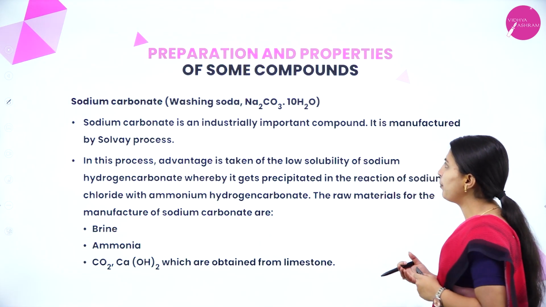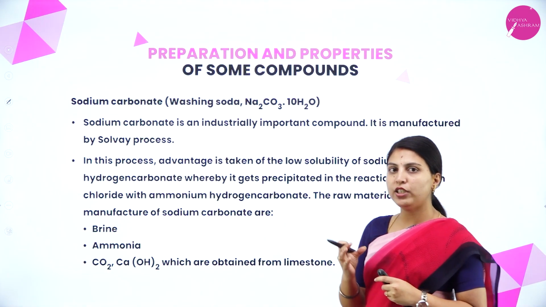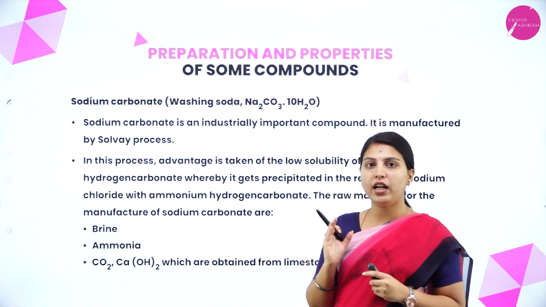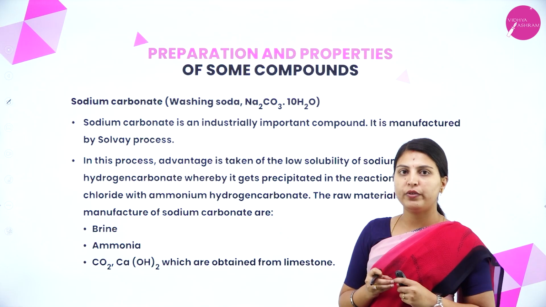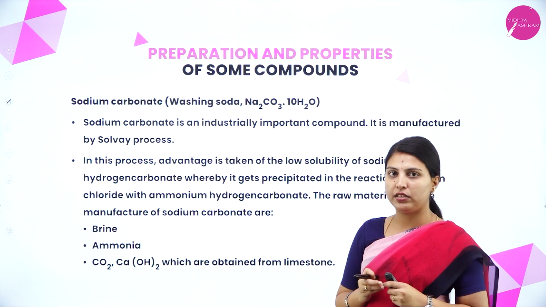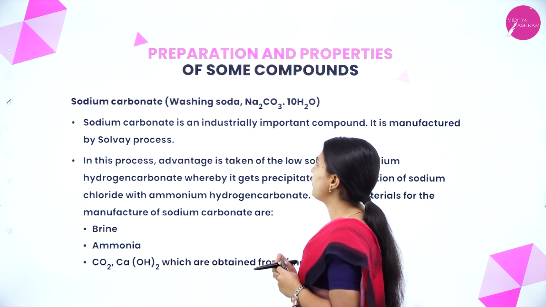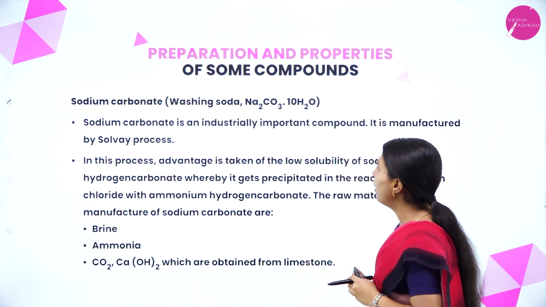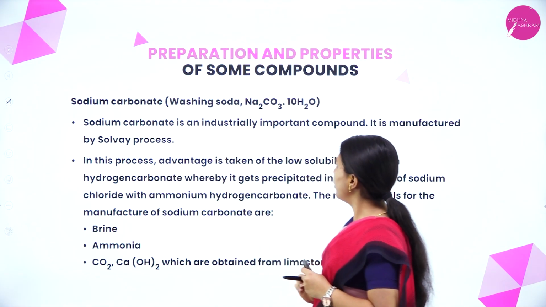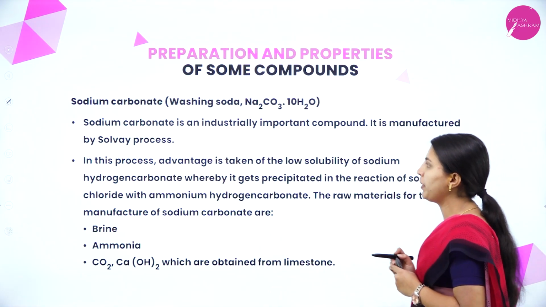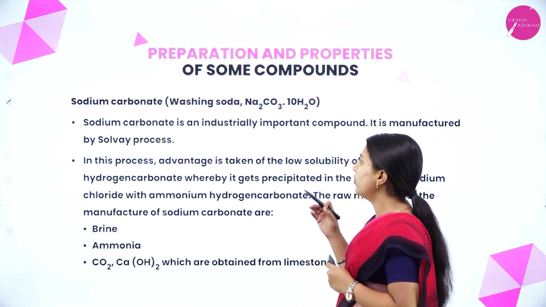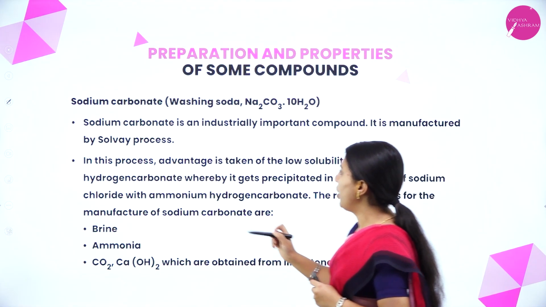Next, preparation and properties of some of the compounds. Which are the main compounds used in laboratories, how they are prepared or manufactured, and what are their uses in usual laboratory techniques. First one, sodium carbonate, which is called washing soda, Na2CO3 decahydrate. Sodium carbonate is an industrially important compound. It is manufactured by Solvay's process.